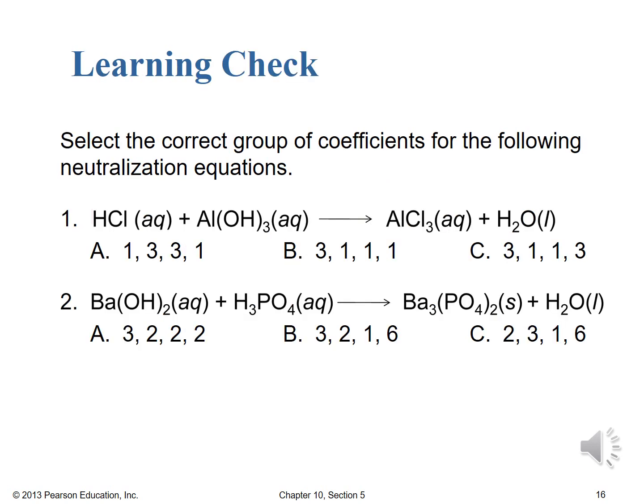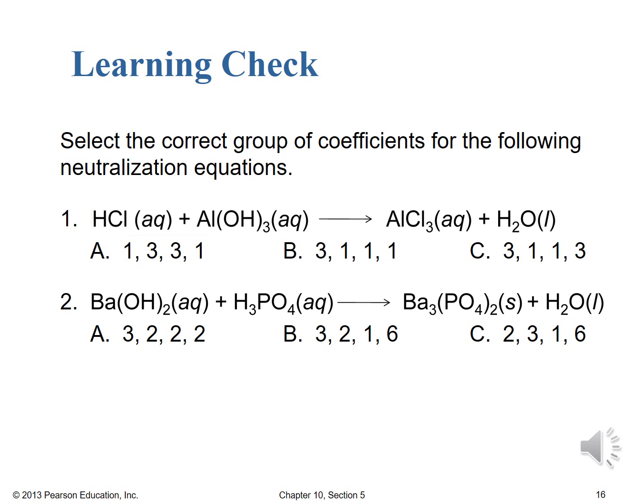Okay, so as promised, here's our second learning check on this concept. For this learning check, you're asked to select the correct group of coefficients for the following neutralization reactions. So HCl aqueous plus aluminum hydroxide aqueous yields aluminum trichloride aqueous plus liquid water.